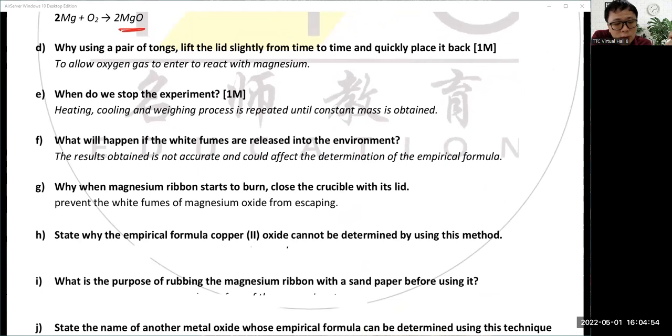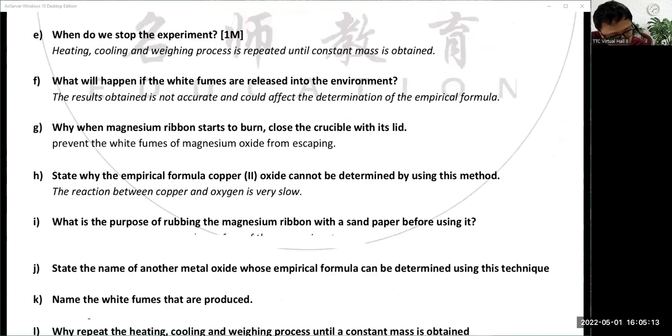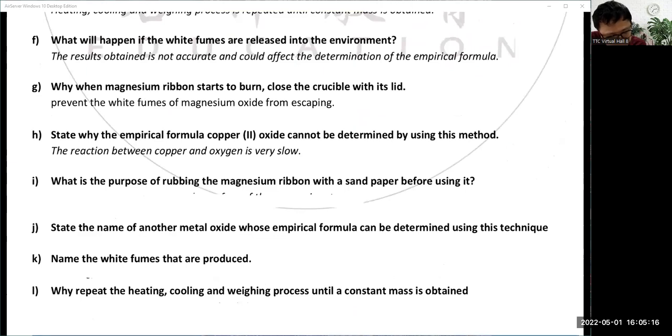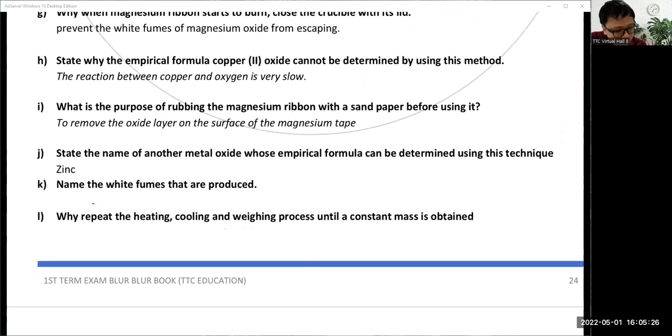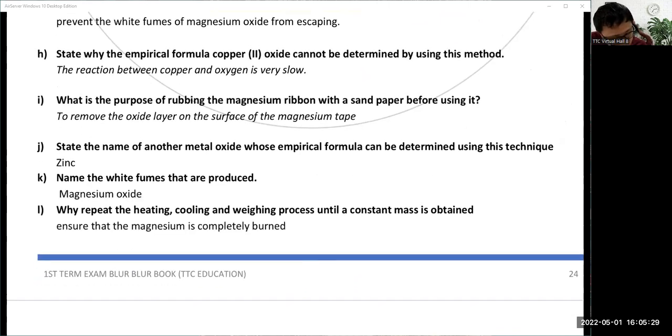Copper(II) oxide cannot use this method. It is a metal below hydrogen, so normally we use experiment 3.3a, because if you directly heat copper with oxygen, the reaction is very slow. What is the purpose of rubbing the magnesium ribbon with sandpaper? It is to remove all the oxide layer. Other chemicals you can use this technique on are those above hydrogen, like zinc. Aluminium can also use this method. The white film is magnesium oxide. Why repeat? To make sure all the magnesium is completely burned.